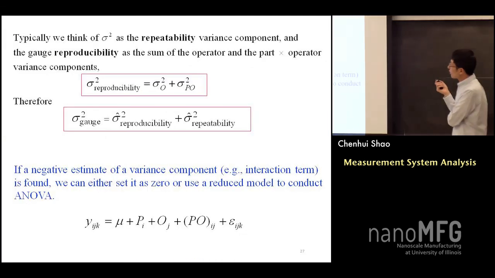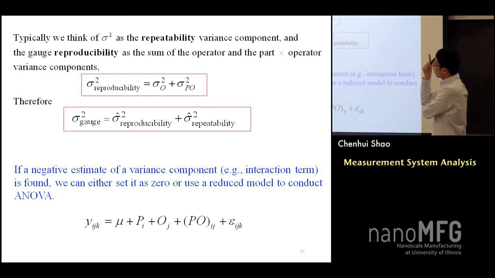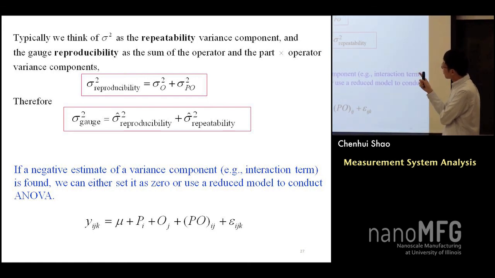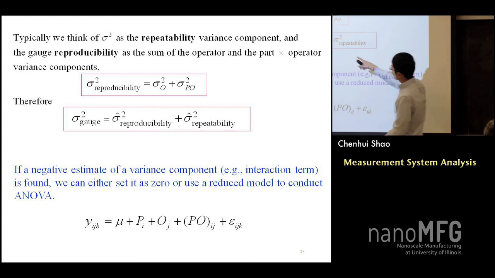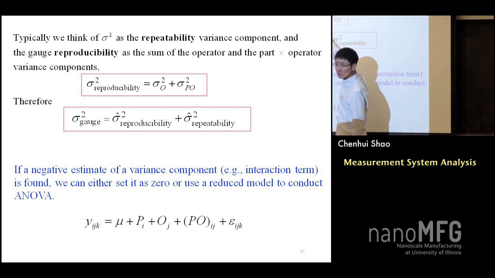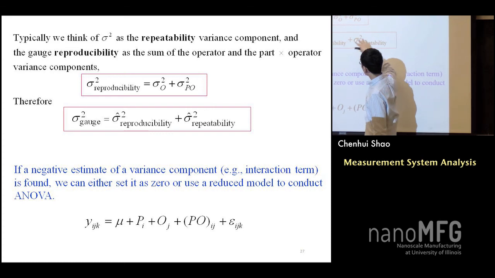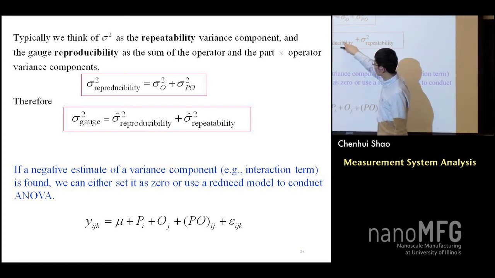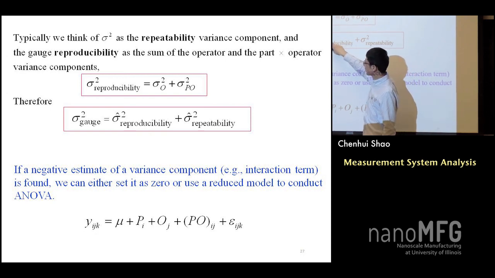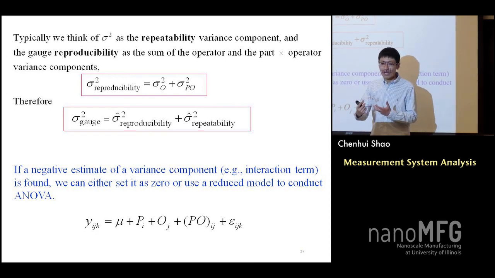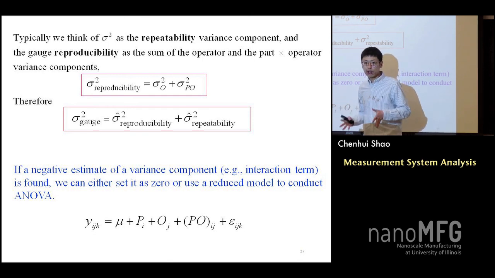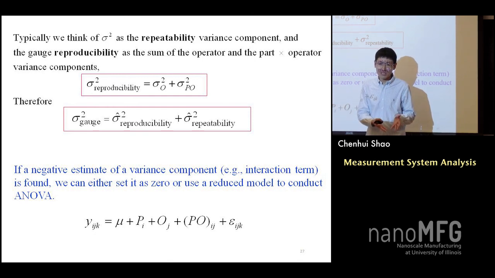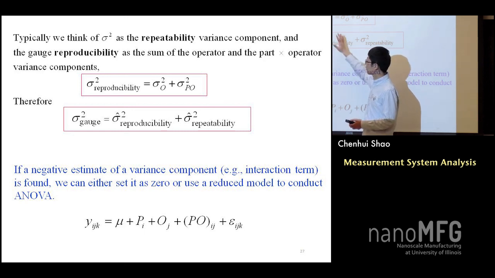So in summary, we typically think of sigma squared as the repeatability variance component, and the gauge reproducibility is the sum of operator and the part-operator terms. So here, sigma reproducibility is the sum of these two. And sigma gauge squared is the sum of these three, but these two form one term, which is sigma reproducibility squared. Okay, so this contains the effects of operator and operator-part interaction, because it's all about operators. That's why we have this reproducibility for that term.